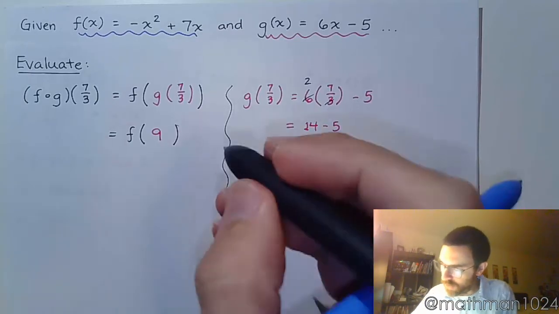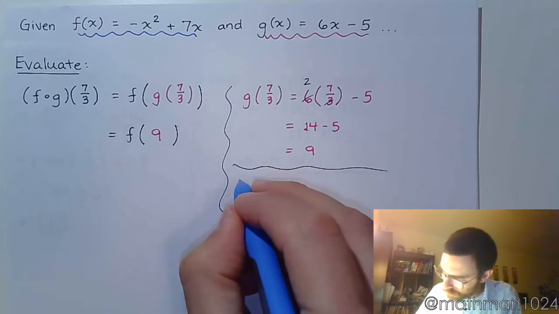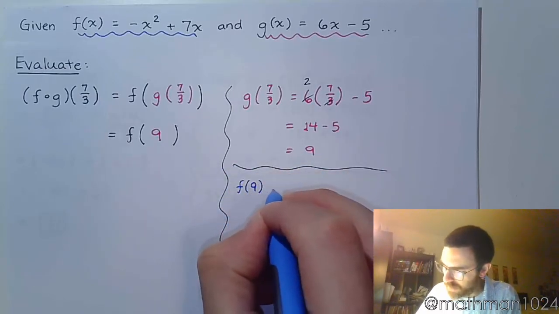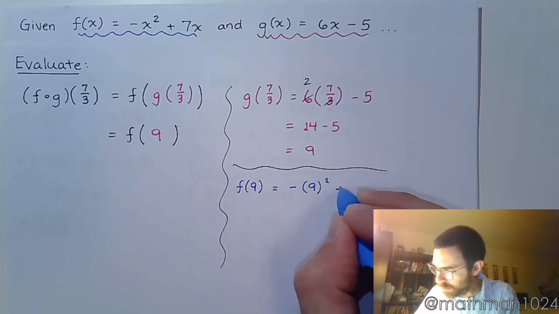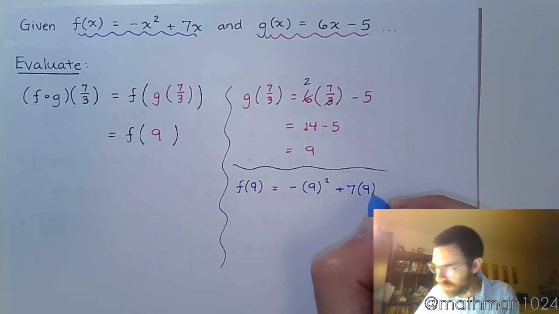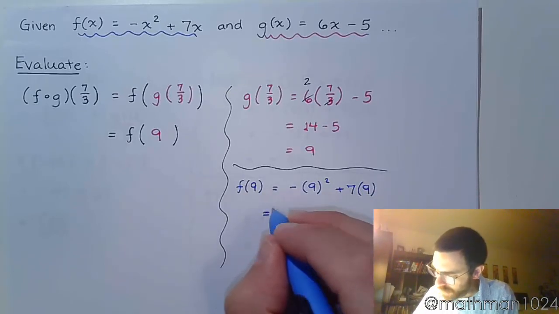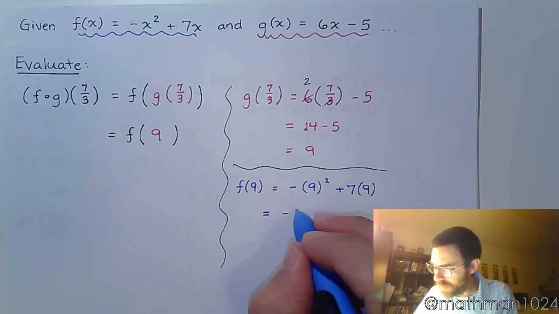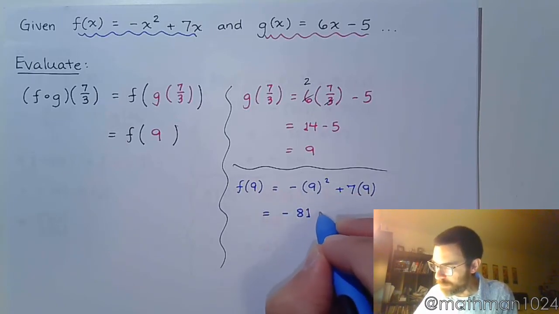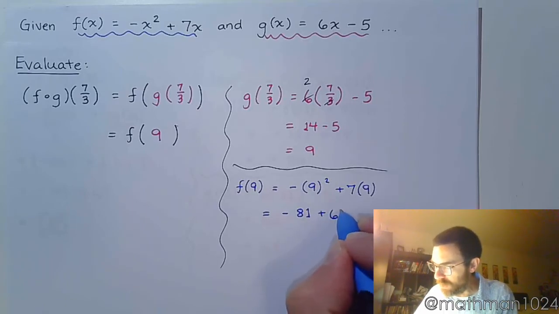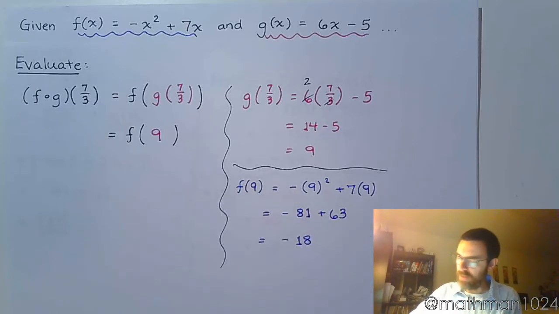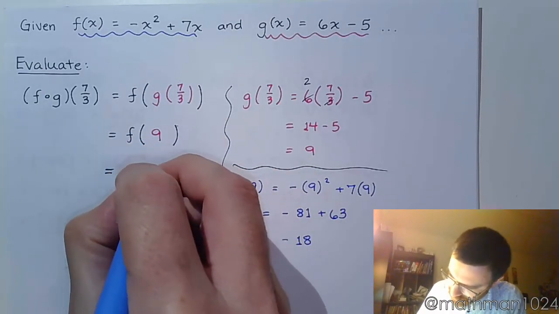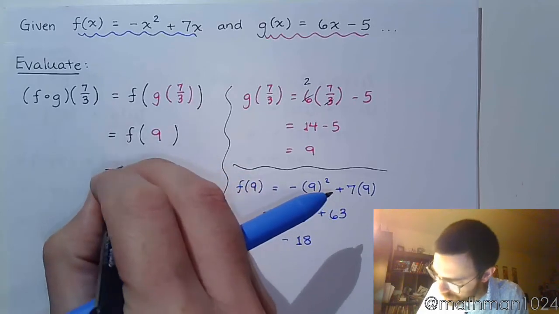So again, we're going to go off to the side here, and we're going to find f of 9. So that's negative 9 squared plus 7 times 9. All right, so 9 squared is 81, so that's negative 81. 7 times 9 is 63. And these guys combine to give us negative 18. So all of this is equal to negative 18.